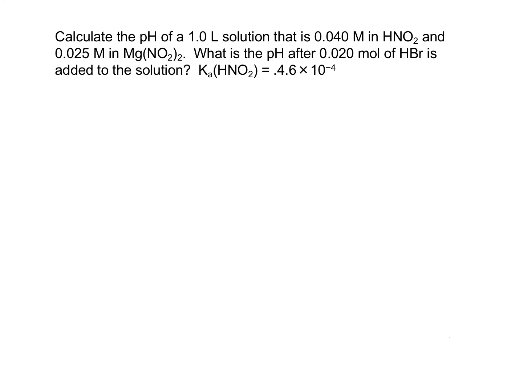Okay, so we said the strong acid is going to react with the NO2 minus, so let's go ahead and write that chemical equation. So because HBr is a strong acid, I'm not going to write HBr, I'm going to write H3O plus is going to react with the weak base, NO2 minus. This reaction will go to completion, so we'll have water plus HNO2.